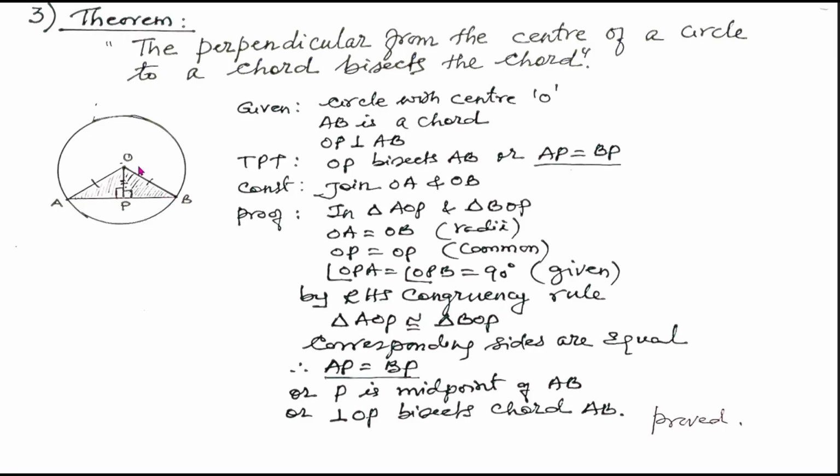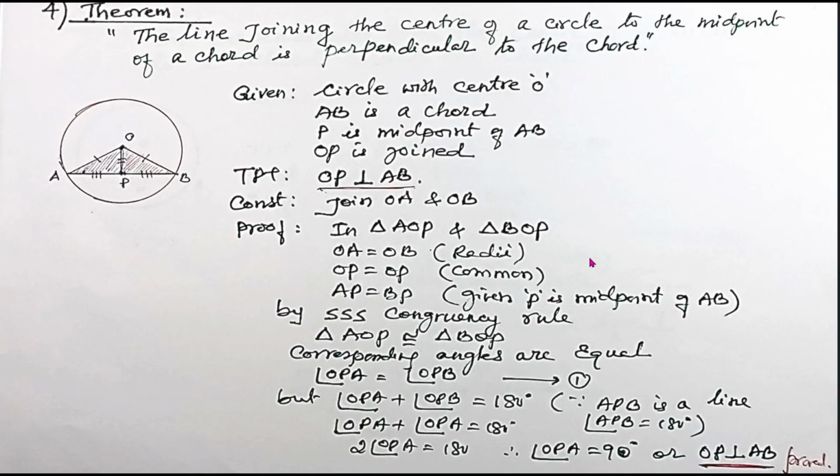That proves that in a circle with center O, if there is a chord AB and you draw a perpendicular OP to the chord from the center of the circle, then it divides the chord into two equal parts. That means AP is equal to PB, and that is the proof of this particular theorem. Now let us proceed with the next theorem.